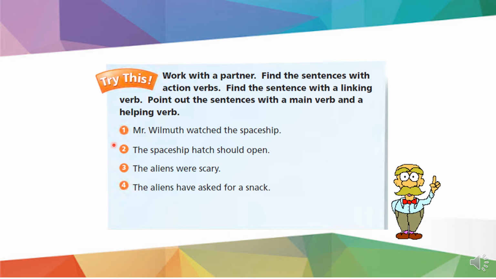Number 1, Mr. Wilmot watched the spaceship. Number 2, the spaceship hatch should open. Number 3, the aliens were scary. And number 4, the aliens have asked for a snack. Okay, so if you have your copybooks with you, you can pause this video and you can try and identify the verbs and write them down in a list. Also, it would help if you would classify them according to whether they are linking verbs or action verbs or helping verbs.